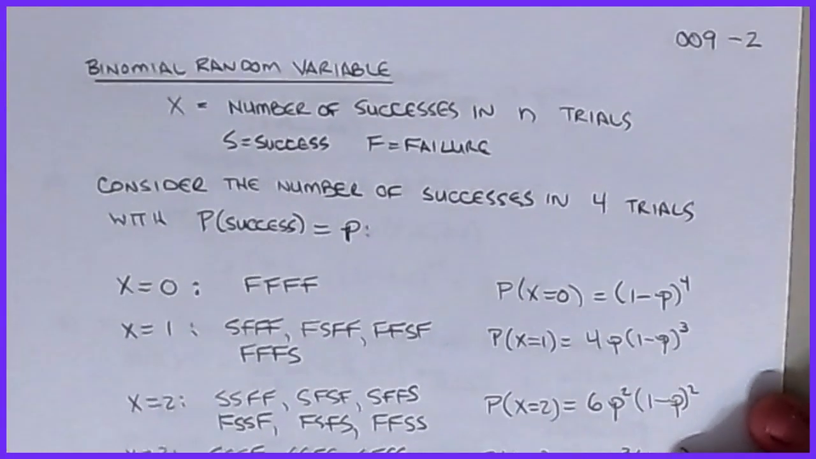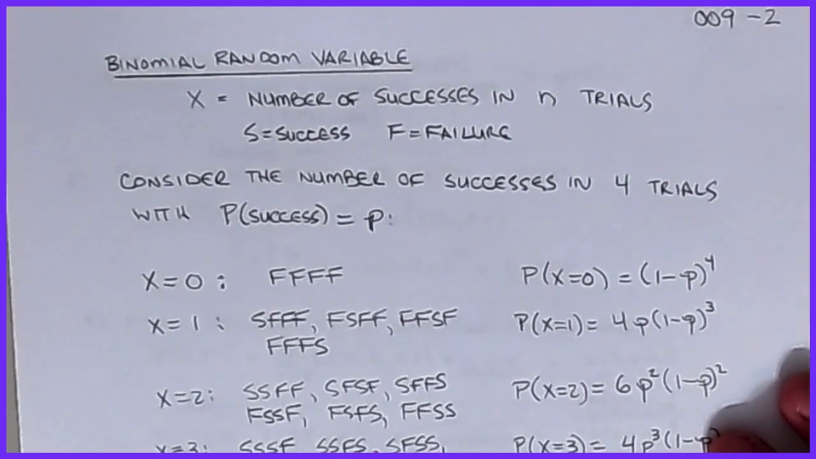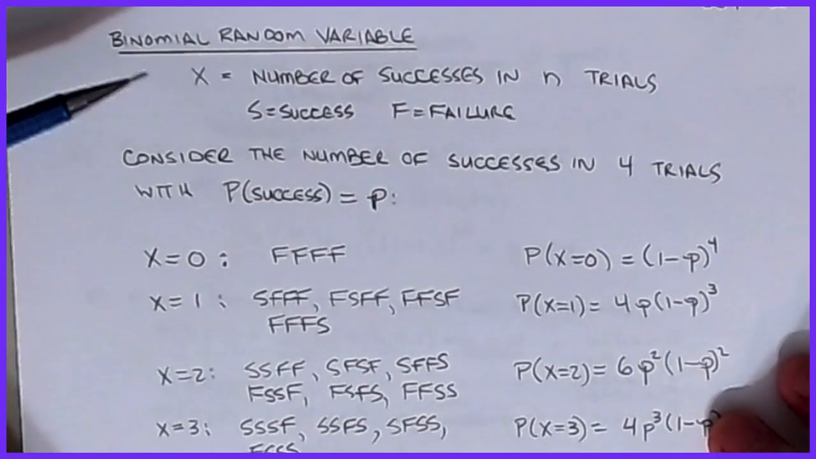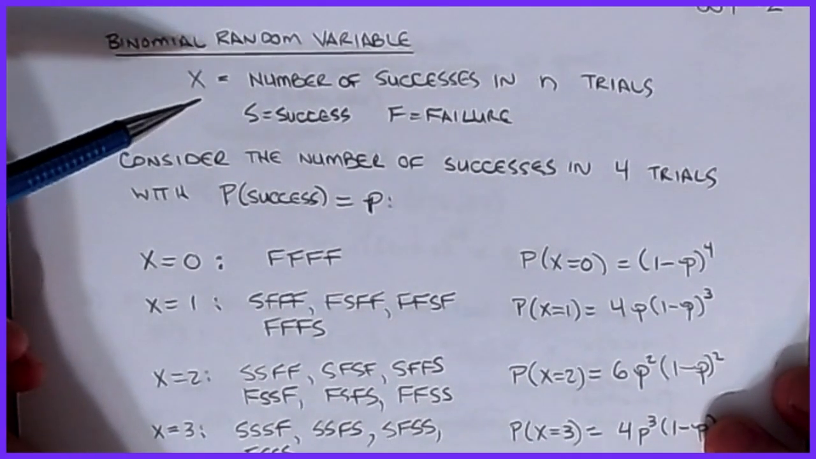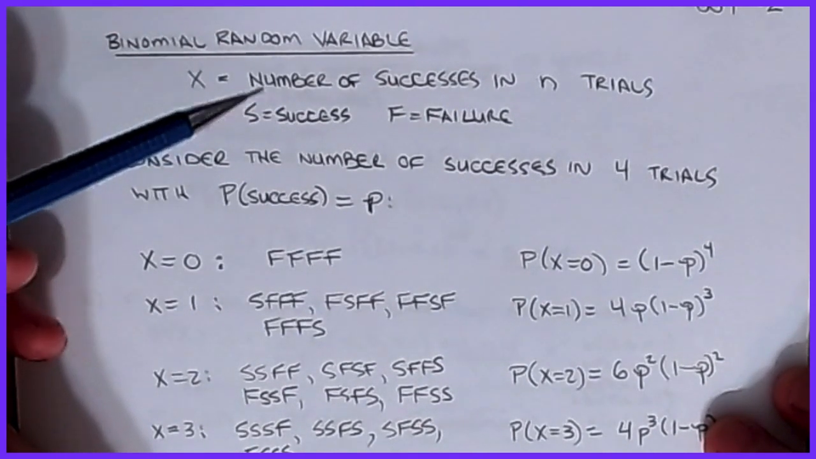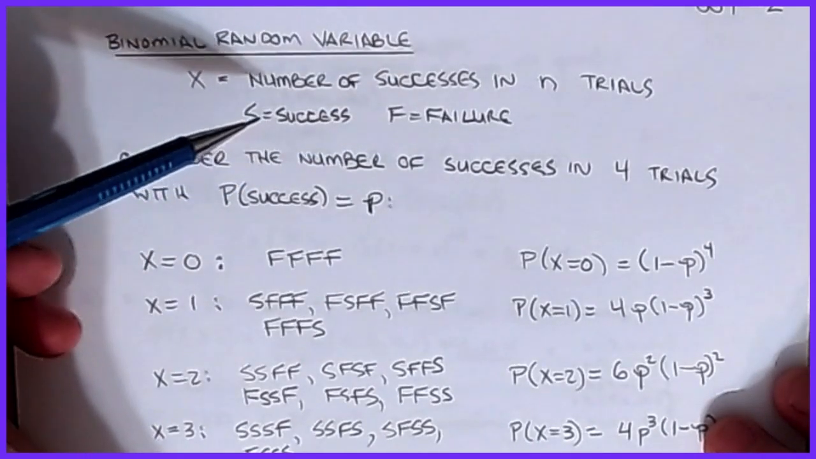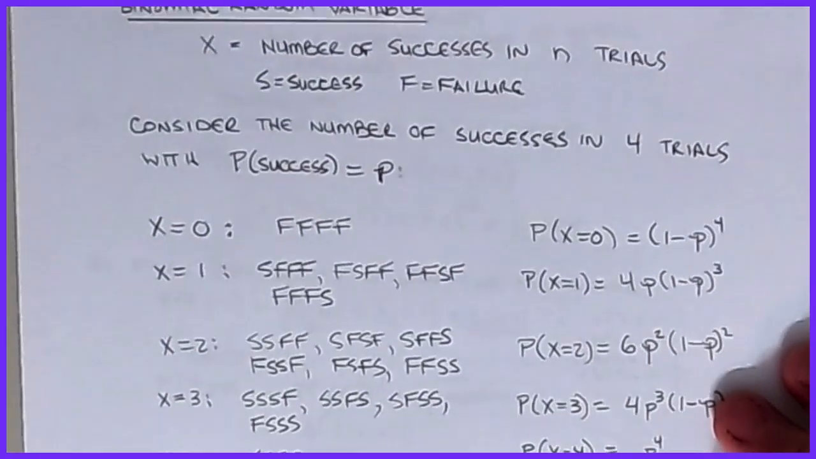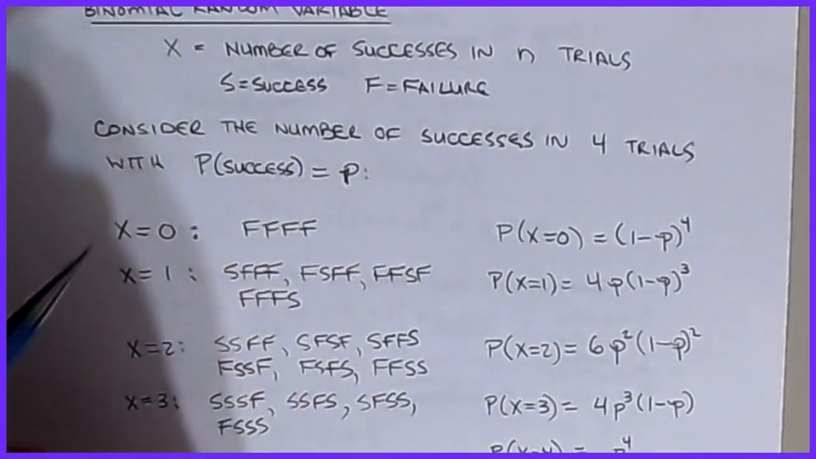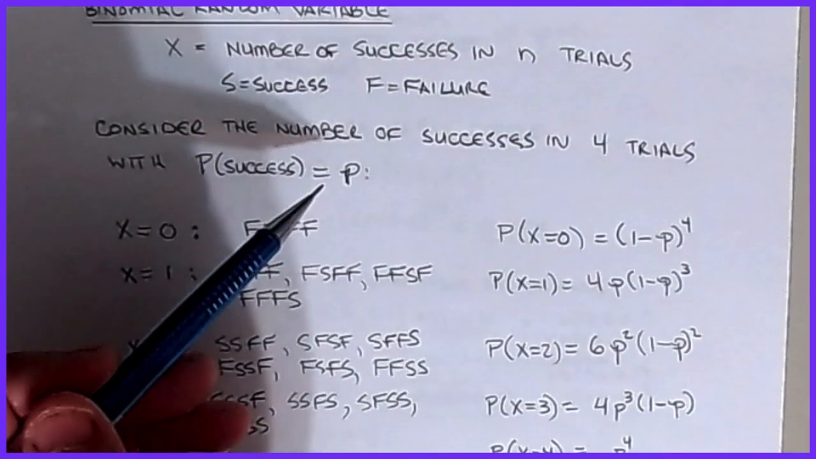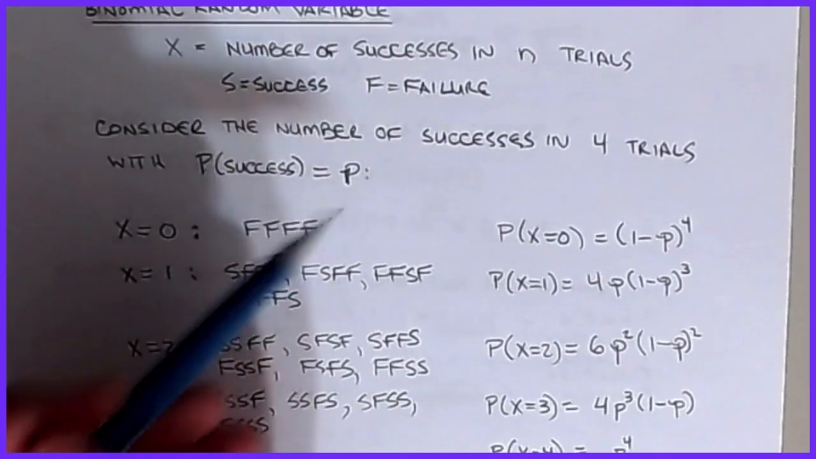All right, so let's talk about our binomial random variable, because that's where we want to go, and that's what we've been doing the last couple of videos, trying to define this. We're going to use the letter x to represent it, and it's going to be the number of successes in n trials. So we're measuring success. We define S as success and F as failure, whatever the criteria is. Let's write one of these out: the number of successes in 4 trials, with the probability of success being some value p, this script p that we have here.